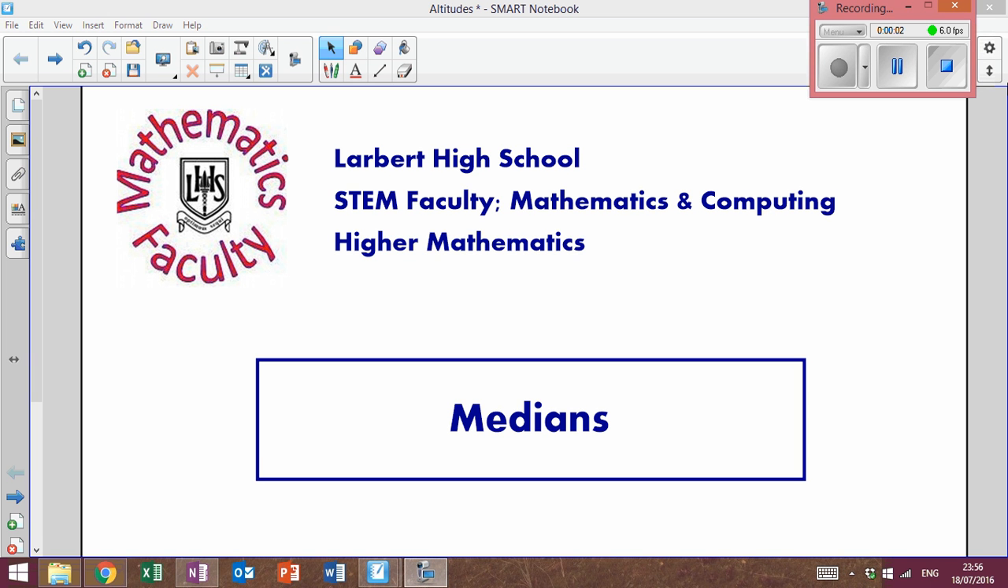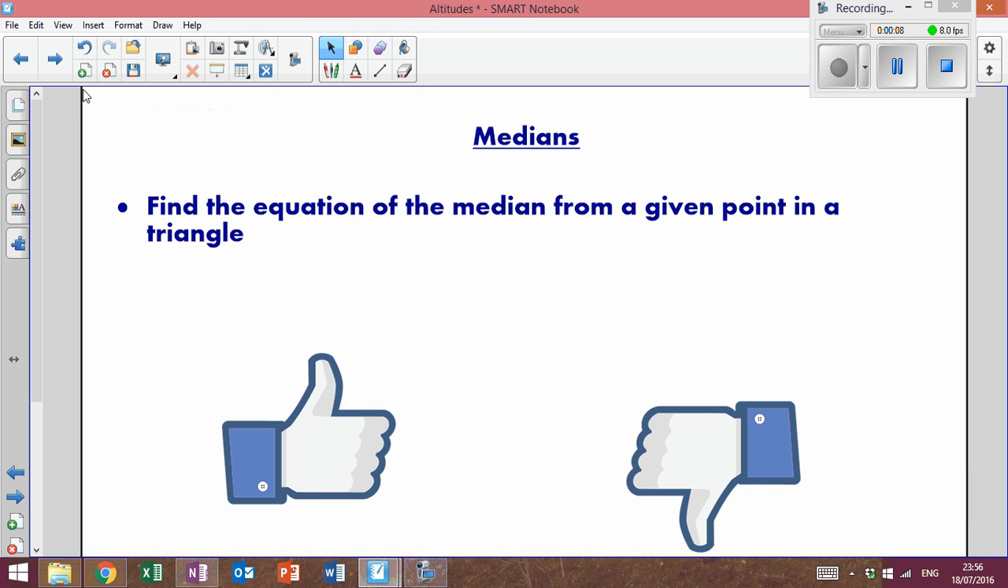Hi, welcome to the medians lesson from the straight line topic of higher maths. In this video, we're going to look at just one thing again. We're going to look at finding the equation of a median. And as part of that, you need to understand what a median is and how to find it.